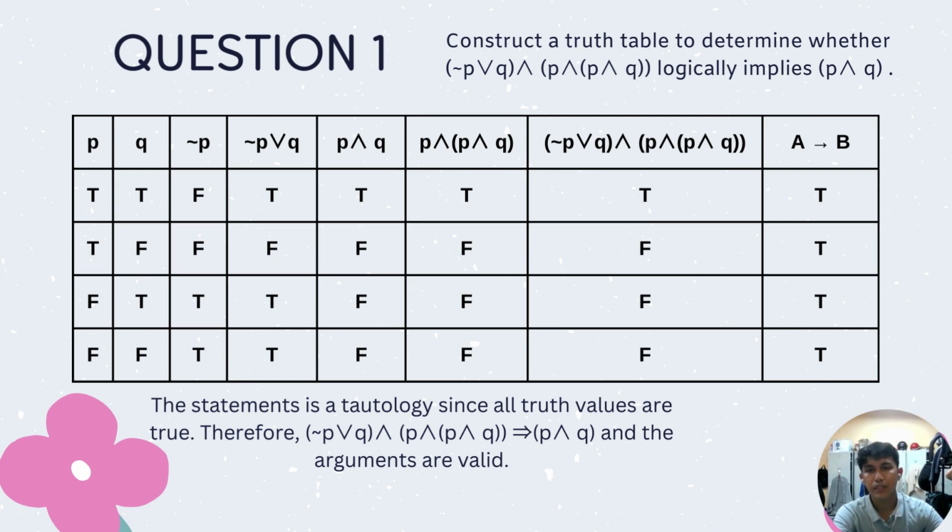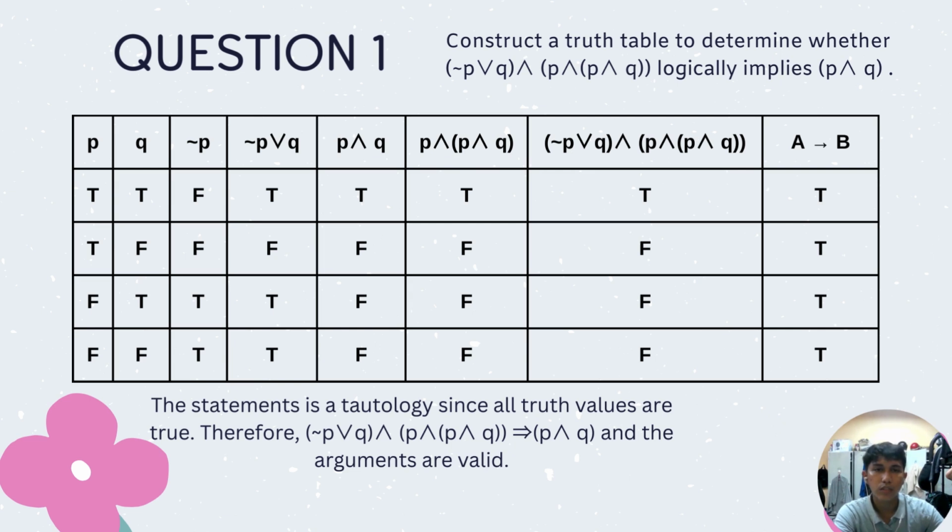So the first one is P, which the values are true, true, false, false. Q: true, false, true, false. Negation P: false, false, true, true. Negation P or Q: true, false, true, true. P and Q: true, false, false, false. P and (P and Q): true, false, false, false. Then (negation P or Q) and (P and (P and Q)): true, false, false, false.